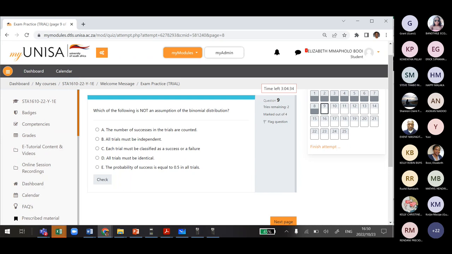It's E. It will be E because A, the trials come from a discrete probability or process, which means discrete means counted process, right? The trials are independent because one outcome does not have any influence on the other. And there are always two outcomes, a success and a failure. All trials are identical, and E is the only option that does not fit the binomial distribution property.